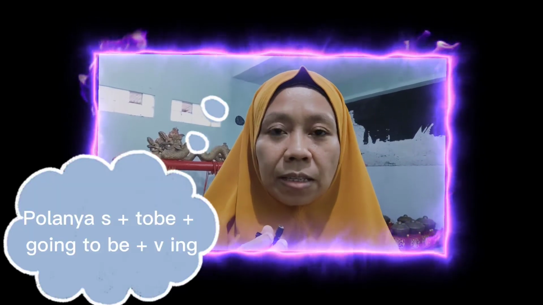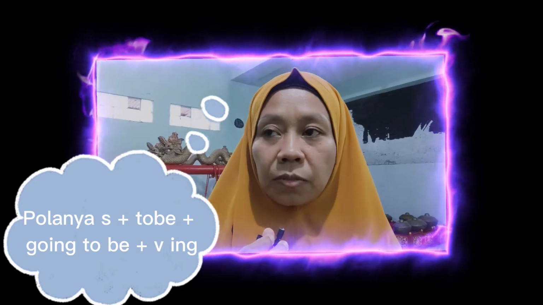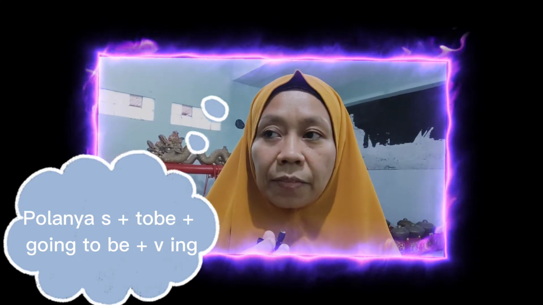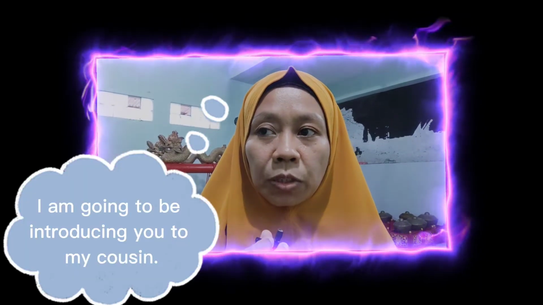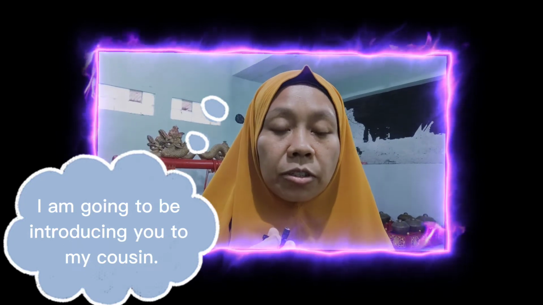The last one, you can use future continuous tense. The pattern is: subject, to be, going to be, and then verb ing. For example, you can say, we are going to be talking about blah, blah, blah. I am going to be introducing you to my cousin. We are going to be leaving for Bandung next month, for example. You can say that.